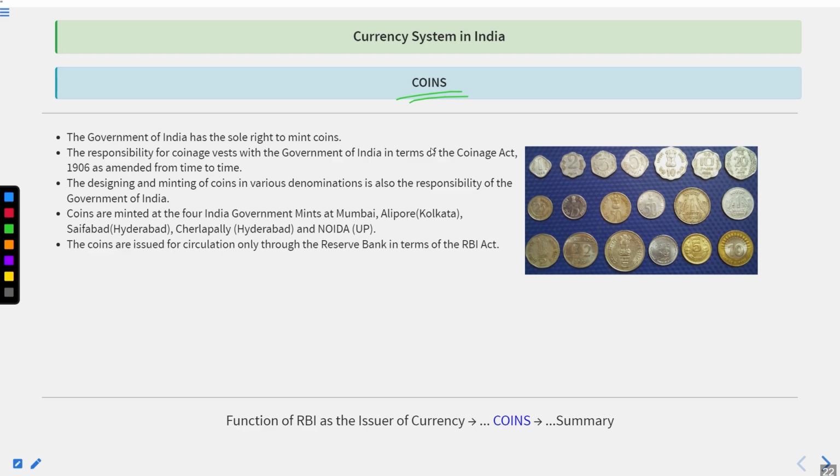Coins are minted at the 4 Indian government mints which we had discussed: Mumbai, Alipore, Kolkata, Saifabad, Hyderabad, Cherlapally, Hyderabad, and Noida, Uttar Pradesh. The coins are issued for circulation only through the Reserve Bank in terms of the RBI Act.